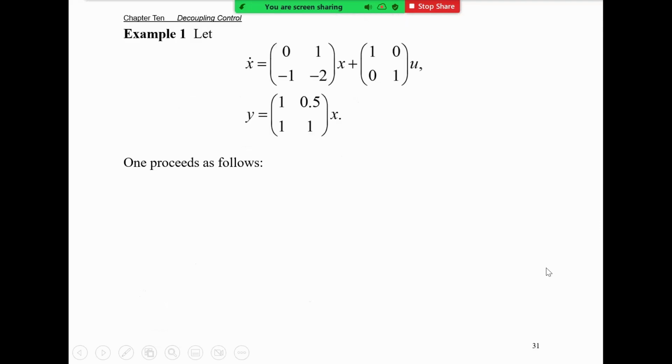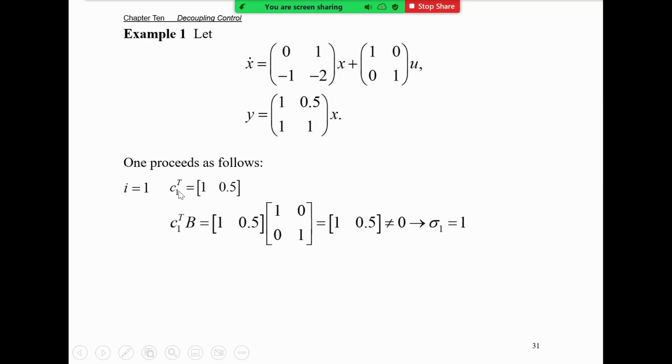Okay, let's just work out one example such that you are clear about how we compute the relative degree. Here there are 2 inputs and 2 outputs, so there are 2 relative degrees. Let's check out the relative degree for the first row. So you say i equals 1. We take out the first row of this C, C1 equals 1.5.